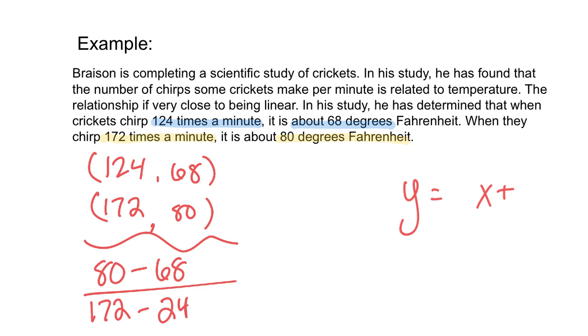So y minus y over x minus x. And that's going to give me, I don't remember what this comes out to be, 172, 12 over 48, which is 1 over 4. So I get 1/4 for my slope.